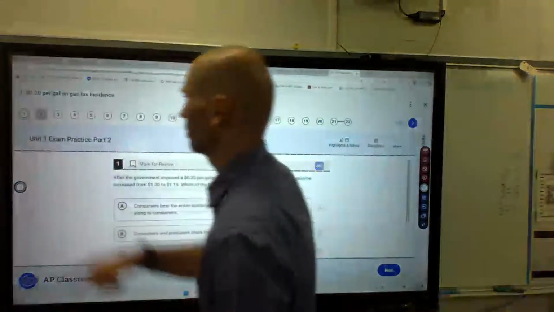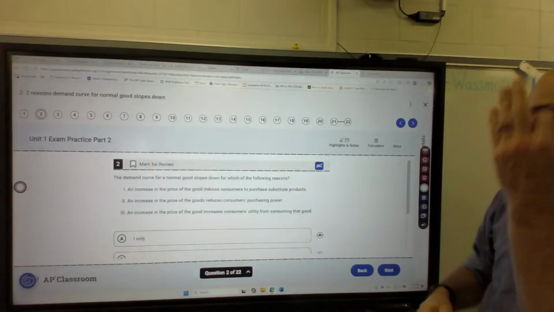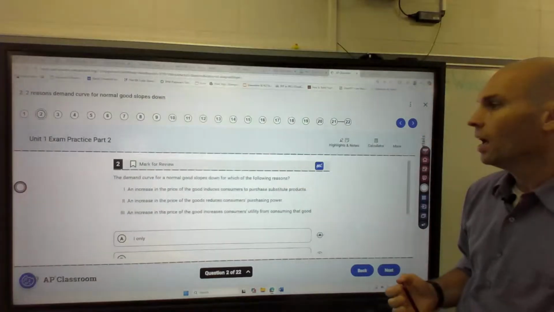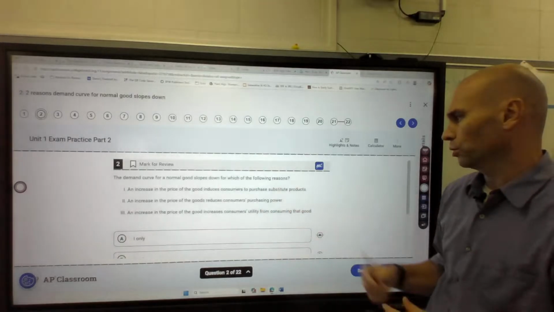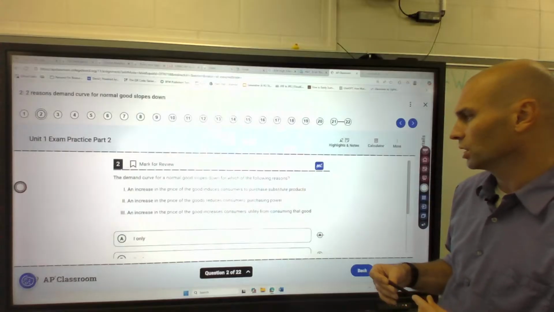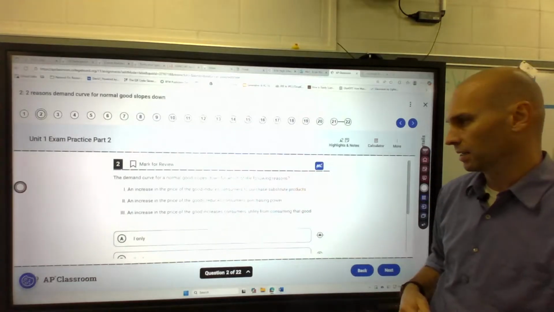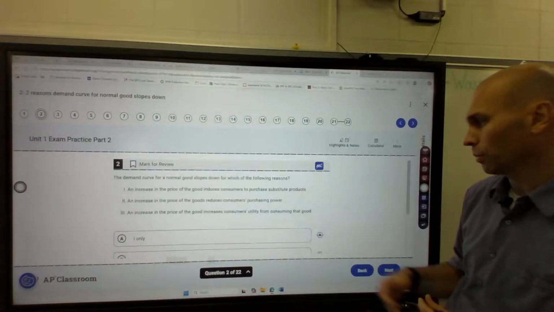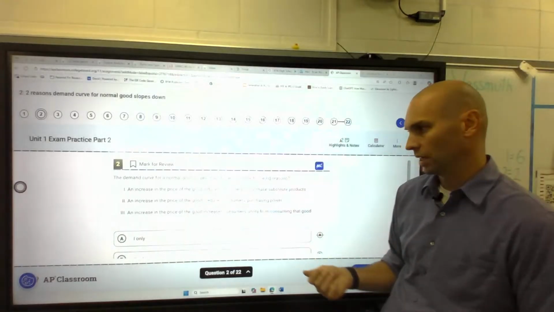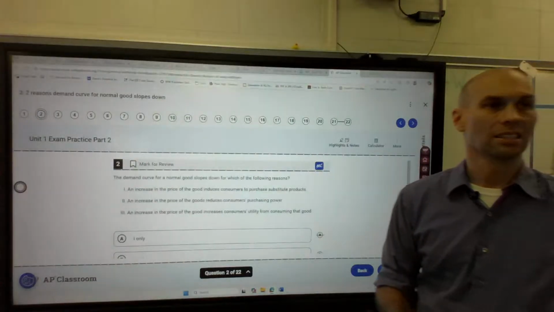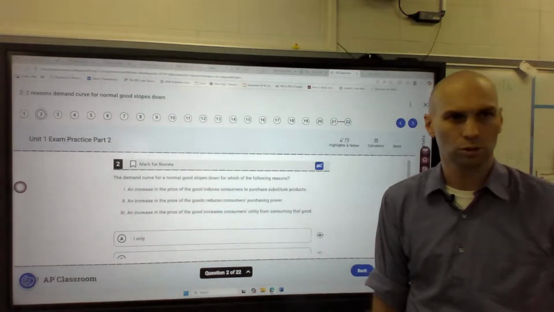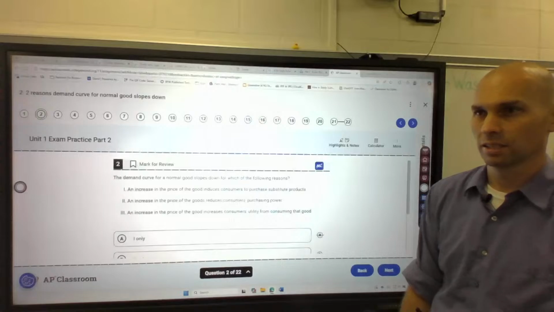Okay, 2 people care. Demand curve for normal goods slopes downward for which of the following reasons? Income effect and substitution effect are probably your best options there. Know what those are. An increase in the price of a good induces consumers to purchase substitute products. That's the substitution effect. An increase in the price of a good reduces consumers' purchasing power. That's the income effect. An increase in the price of a good increases consumers' utility from consuming the good? No. So an increase in the price, does that make the good better? No, it just costs more. So not 3, it's definitely 1 and 2. That's income effect and substitution effect. Okay, that's it. You guys got it?